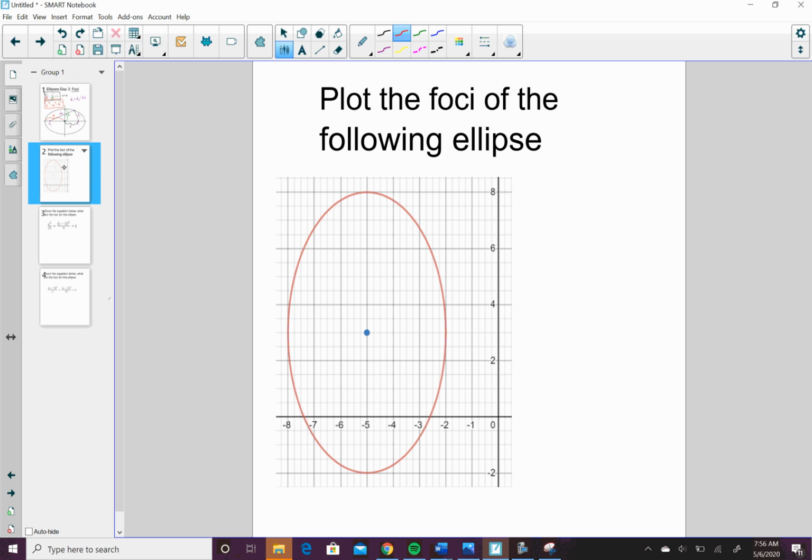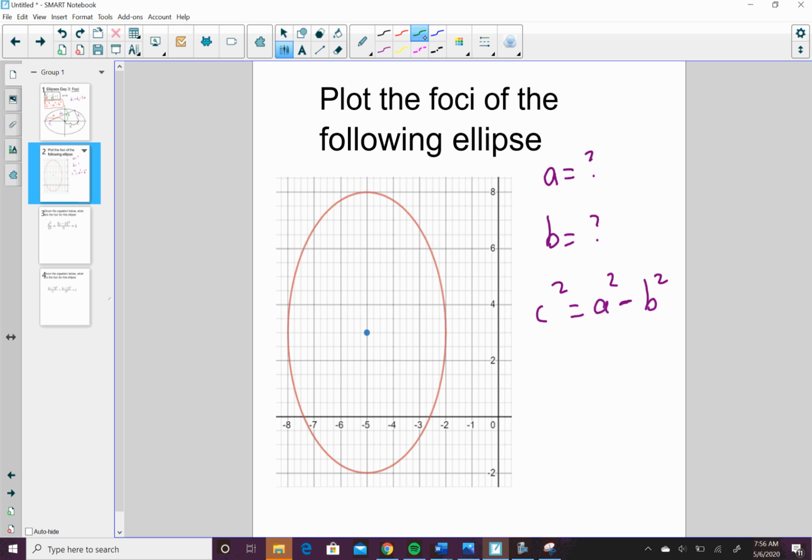So let's take, for example, this ellipse, and I want to plot the foci of the following ellipse. A couple of things I need to know in order to plot the foci: I need to know my a value, or my major radius, and my b value, or my minor radius. Then I use the formula c squared equals a squared minus b squared. See, I almost caught myself doing the Pythagorean theorem.